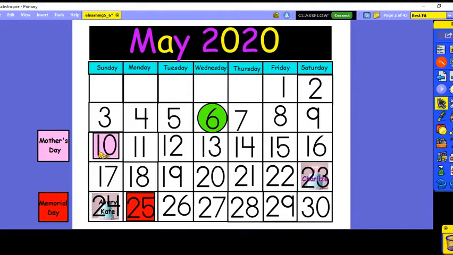We do have Charlize and Avery Kate as our birthday girls this month. Charlize on May 23rd and Avery Kate on May 24th. And then we have a holiday, Memorial Day on May 25th.